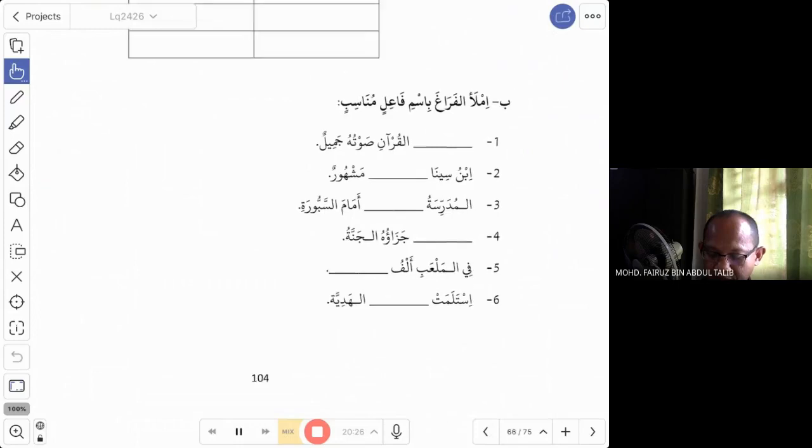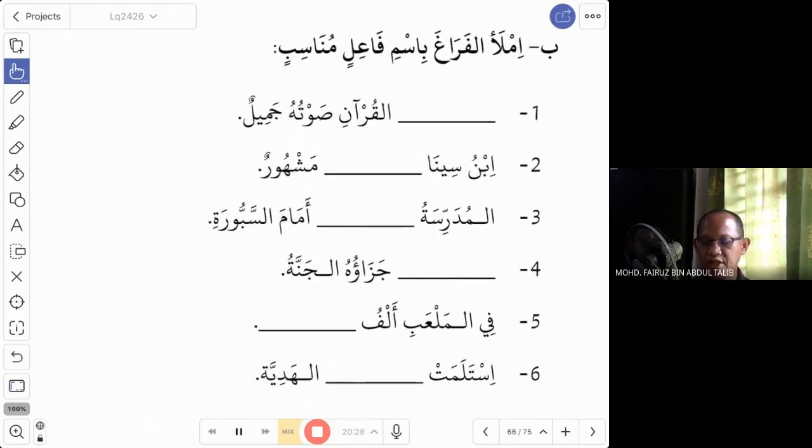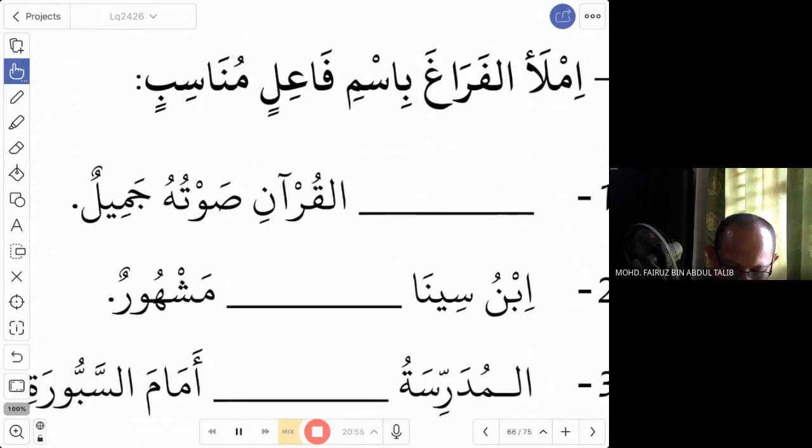Tadrib al-thani. Okay, now we need to fill in the blank, imla'il faraq bismil fa'ilin munasib, with a suitable isim fa'il. So now let us find the word. Okay, the first one, Al-Quran sawtuhu jamil. This person, what does he do to the Quran? You need to find the isim fa'il. His voice is jamil. So what do you think? A suitable word for this jumlah.